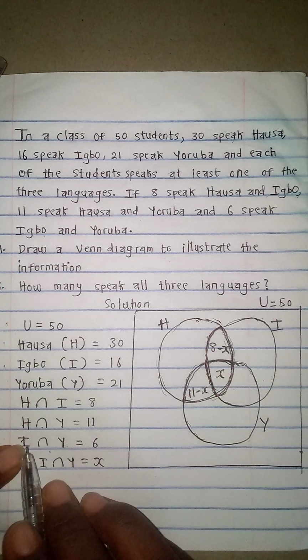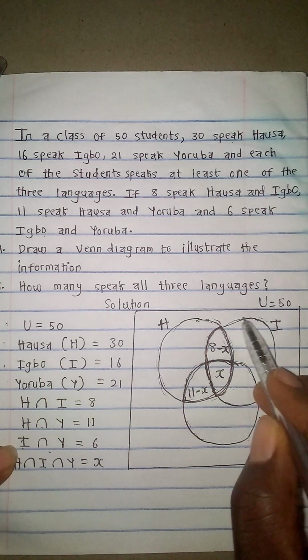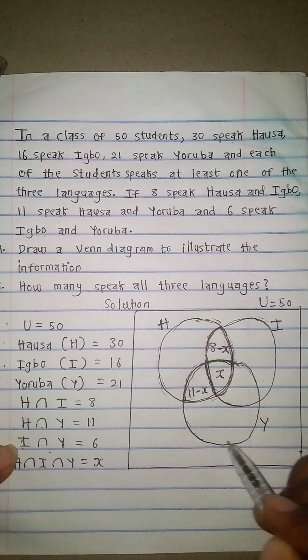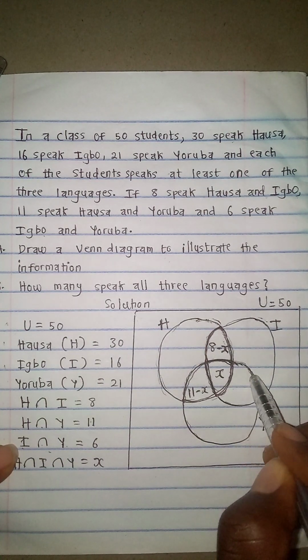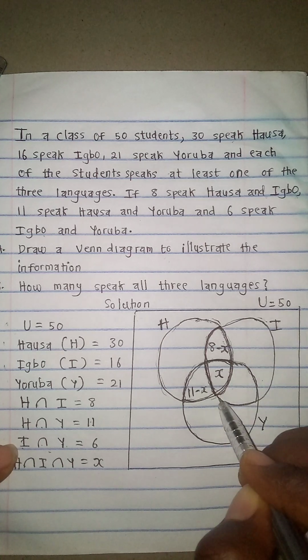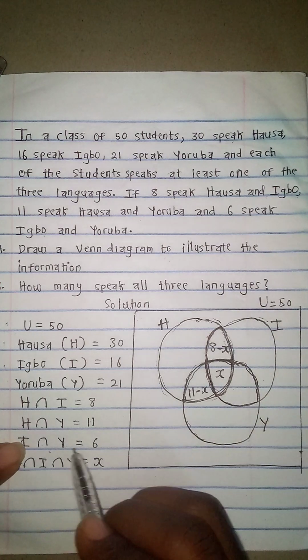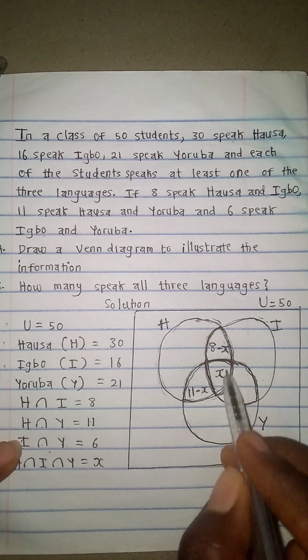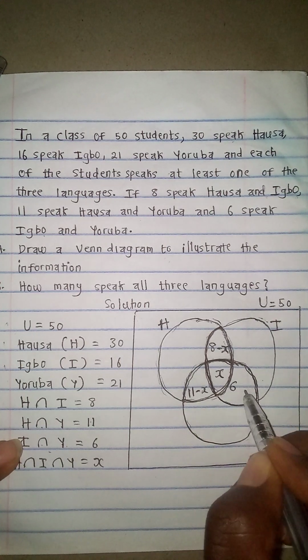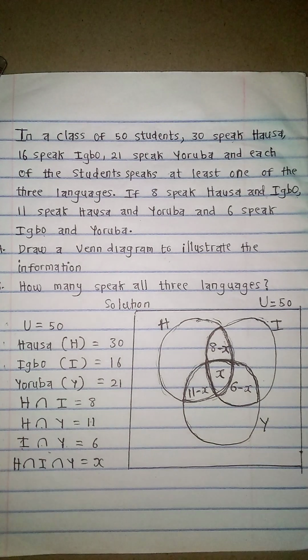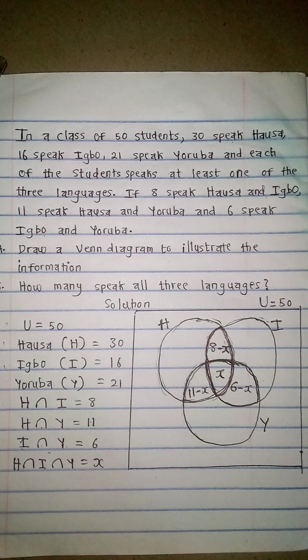Now let's come to the third. I intersection Y. This is I, this is Y. This is where they intersect. Sorry, I have to trace this out for you to see clearly. We have what is meant to be there? 6. But we have a portion which is x. The remaining portion will be 6 minus x. Good. Now we can move on.